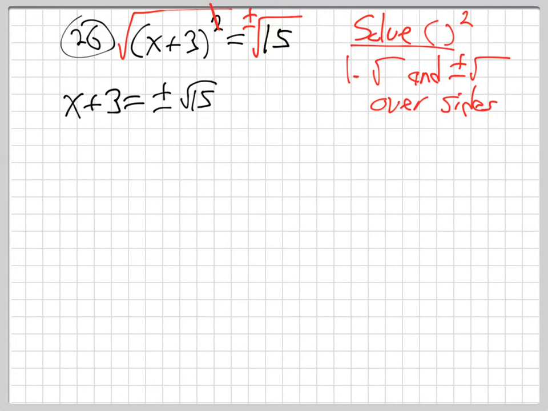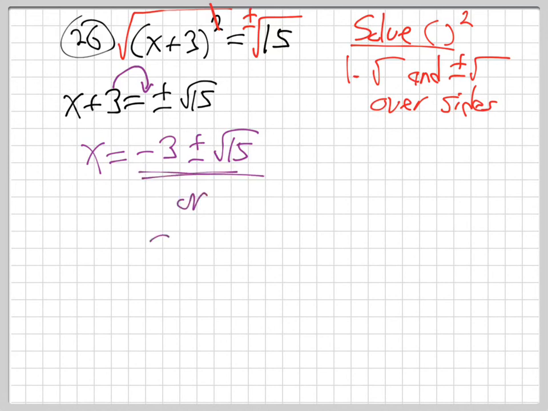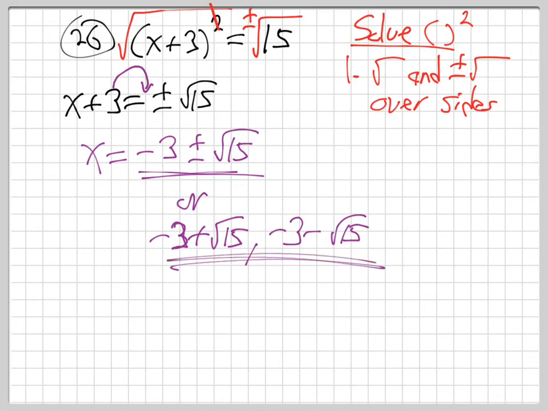Now you just need to get x alone, so just jump the 3 right to there. Remember what happens when things jump to the other side of the equal sign? It becomes a negative 3 plus or minus the square root of 15. That's a fine answer, or you could say negative 3 plus root 15, comma negative 3 minus root 15. Either one of those is a fine answer on the test. I don't care. Either one is good.